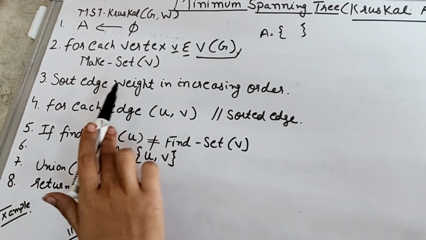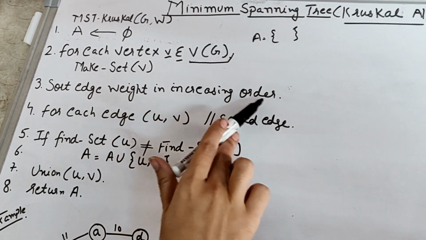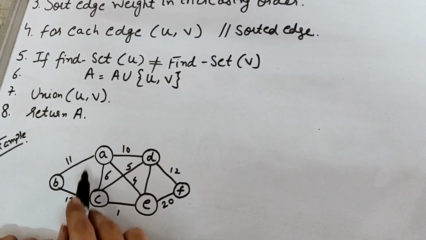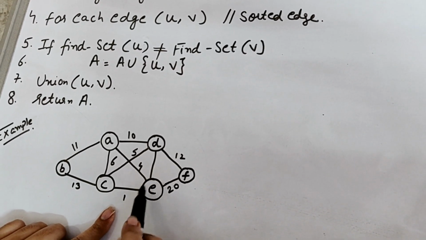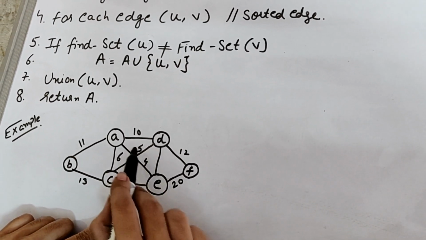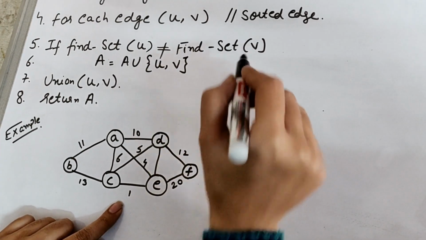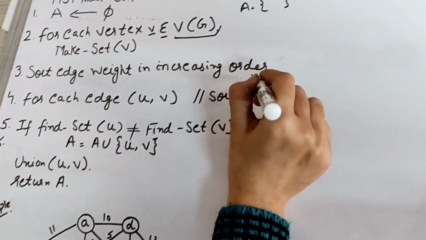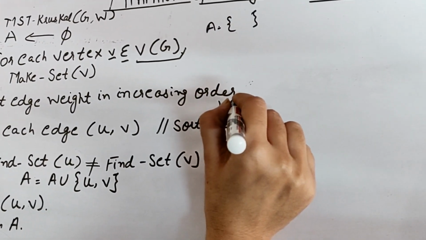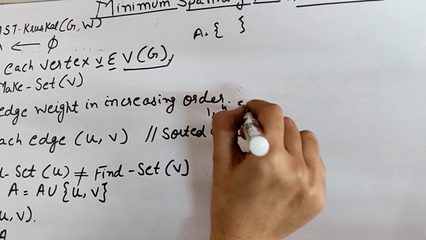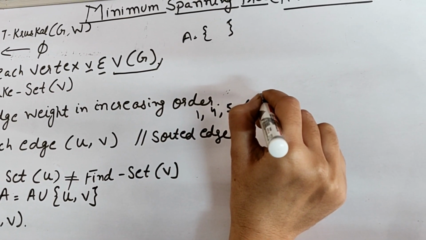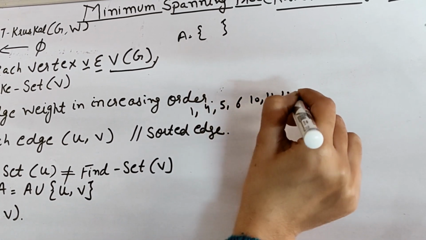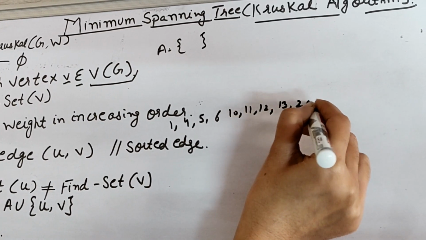Then after that, sort the edge weights in increasing order. If we take this particular example, you can see this is an undirected graph, and in this graph we have a number of weights given on each and every edge. So first of all, we'll sort them in increasing order of their weight. We can also write it down over here: 1, 4, 5, 6, 5, 6, 10, 11, 12, 13 and 20.